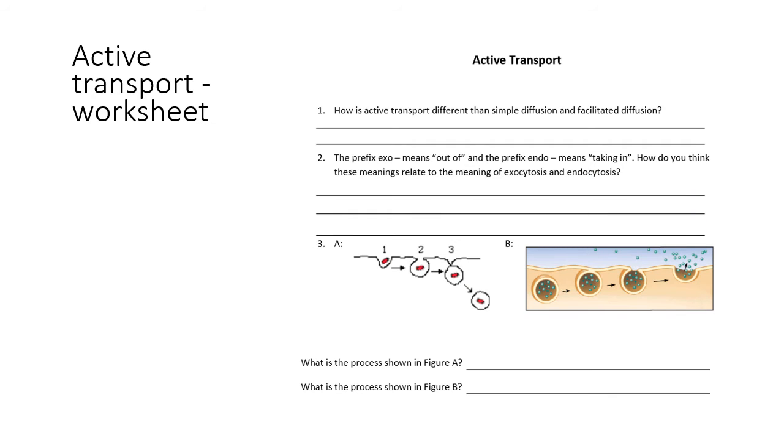Now that you've reached this point, I recommend answering the following questions. How is active transport different than simple diffusion and facilitated diffusion? The prefix exo means out of, and the prefix endo means taking in. How do you think these meanings relate to the meaning of exocytosis and endocytosis? For question 3, what is the process shown in figure A, and what is the process shown in figure B?